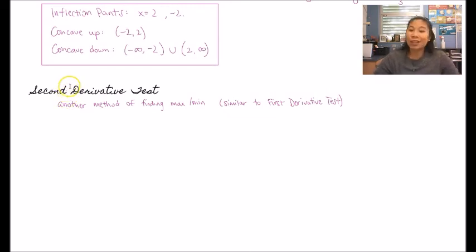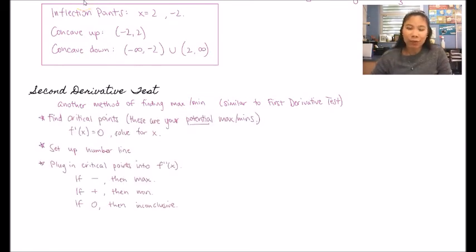So it's called the second derivative test because it's similar to the first derivative test that we talked about last section. So basically it's just another way of finding maxes and mins, except instead of using the first derivative, you're going to use the second derivative of your function. To use the second derivative test, what you want to do is find your critical points first.